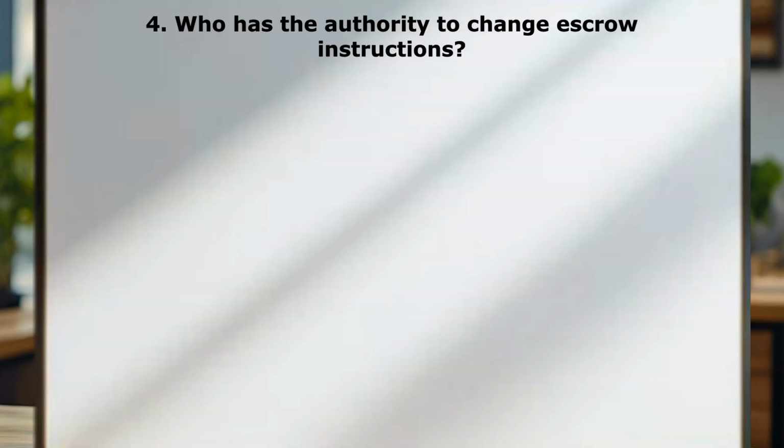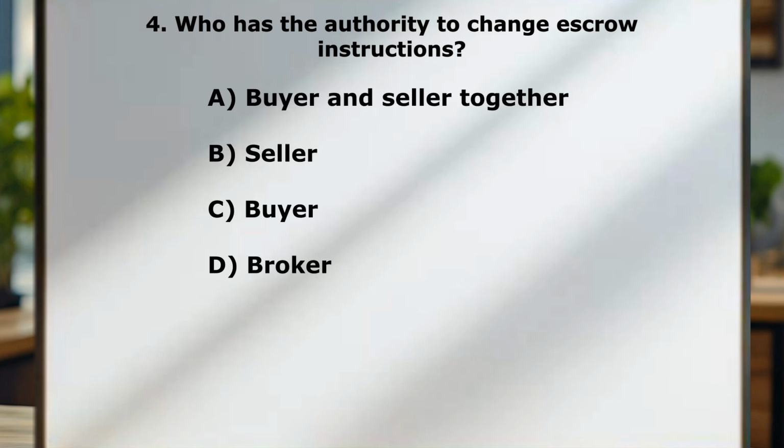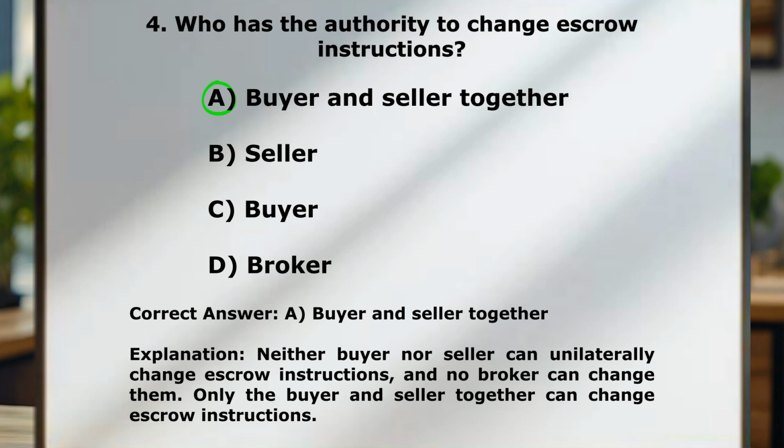Question number 4, who has the authority to change escrow instructions? A, buyer and seller together. B, the seller. C, the buyer. D, the broker. Correct answer here is A, buyer and seller together.